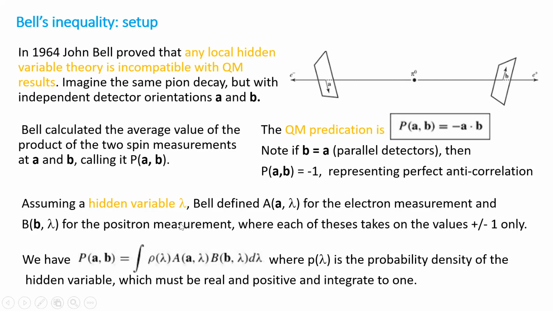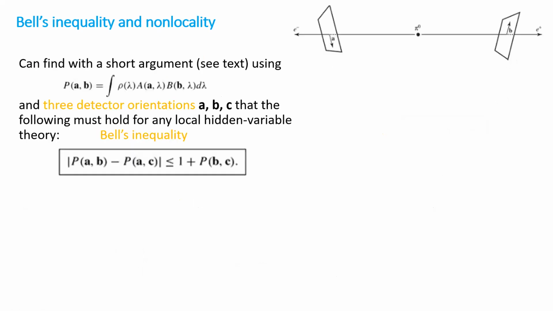Okay, so we're going to use this formula here in a second, and we're going to get to the crux of Bell's inequality and the crux of his argument here. So, Bell's inequality and non-locality. We can find with a short argument, and see the text for this, it's about 3 or 4 lines, using this definition of PAB, that is the integral of P lambda and so forth, and we introduce a third detector orientation. So we have A, B, and C. And we find from this definition and a few algebraic manipulations that the following inequality must hold for any local hidden variable theory. Okay, so any particular hidden variable lambda and any distribution of that lambda that we have.